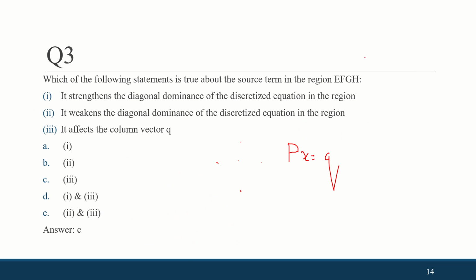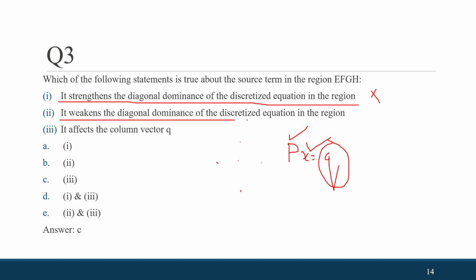Therefore, the source term generally appears, since it is a constant one, we are taking it in the Q. It would become constant and move into the Q vector, that is the column vector. Since this one is a constant, no other changes in P or Q X is observed. Therefore, it strengthens the diagonal dominance of the discretized equation in the region, that is false. Similarly, it weakens the diagonal dominance of the discretized equation in the region.